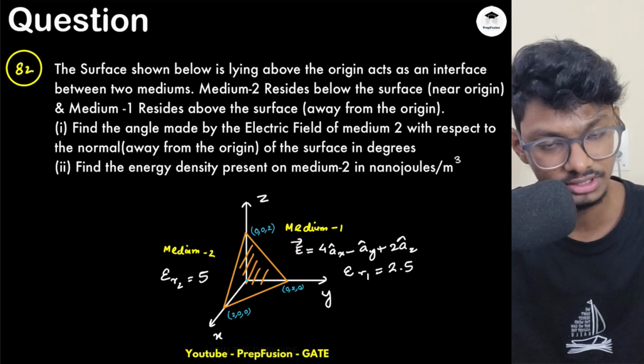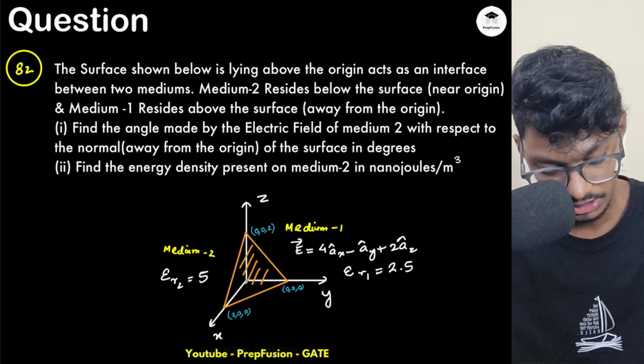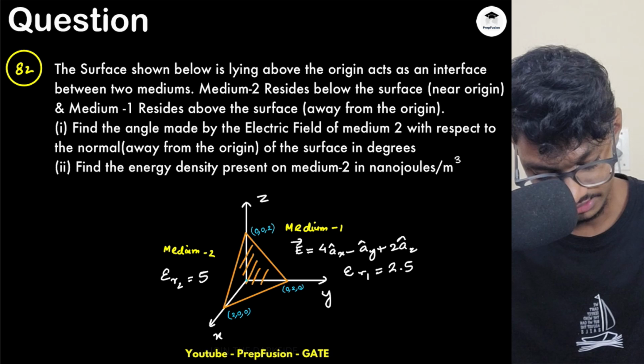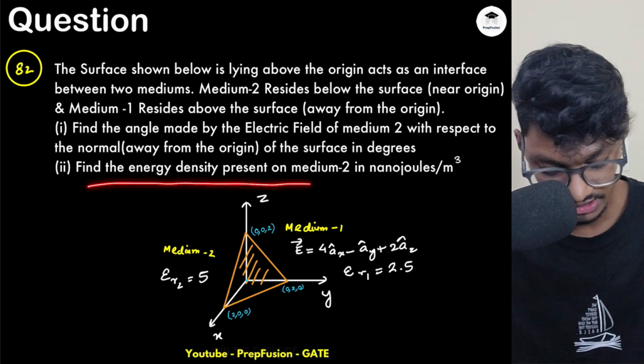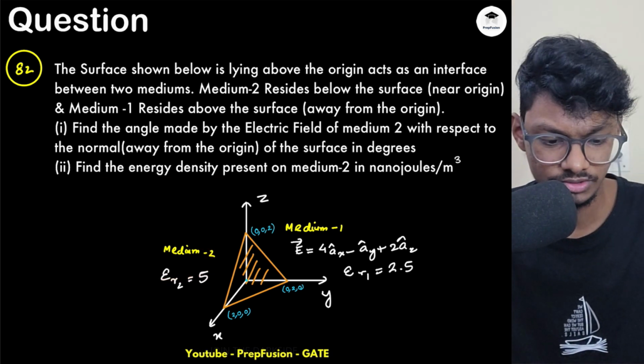How will I find the normal here? That also I will explain. Don't worry about that. So this is one thing. And find the energy density present in medium 2. That also I will derive basically.